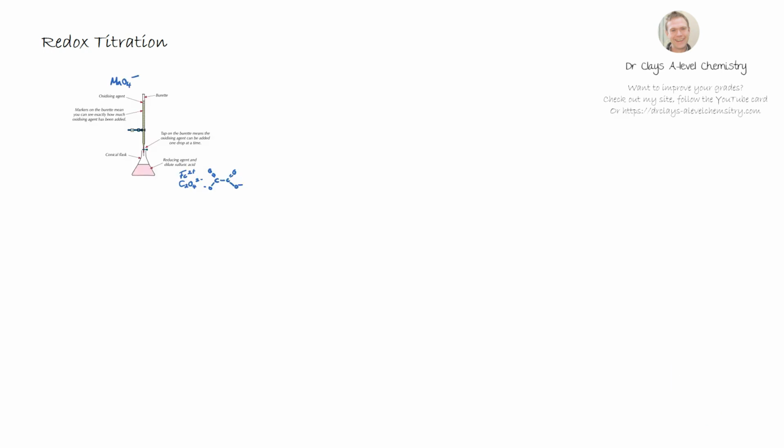Now the key about these reactions is that we're using manganate, MnO4-, and we're reacting it to form Mn2+. Now the manganate has a distinct purple colour, while the manganese over here, the Mn2+, is colourless.